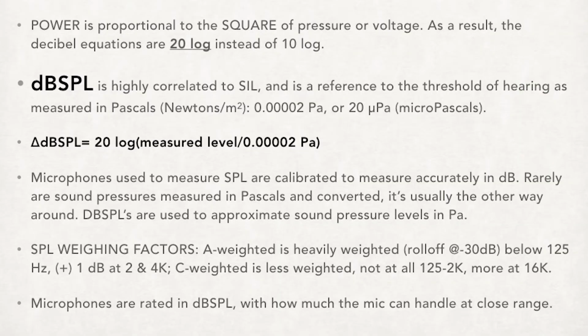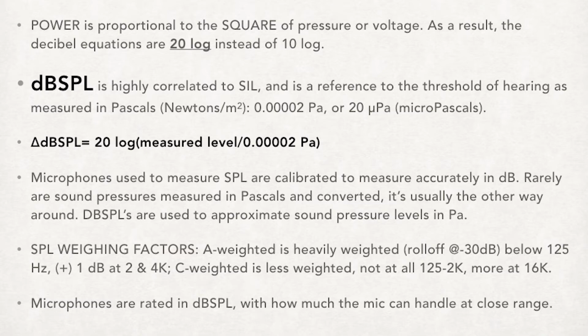dB SPL, we're talking about sound pressure now. And now when we're talking about sound pressure and sound voltage, where previously we were talking about sound power and intensity, we were talking about a 10 log equation. But when we move to pressure and voltage, now these are 20 log equations because power is proportional to the square of the pressure or the voltage. That doubles the 10 log and makes it 20 log. SPL is sound pressure level, and the reference for that is actually 0.00002 pascals or 20 micropascals.